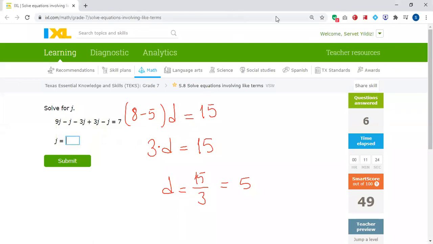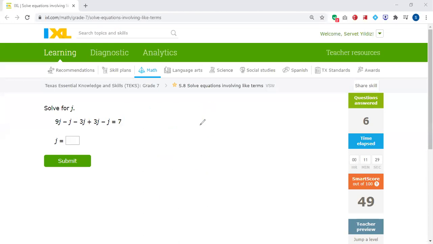Okay, so let's look at this example. It looks a little complicated, but don't worry about that. It's not really complicated. First of all, let me write 9j minus j minus 3j plus 3j minus j is equal to 7. Some of the terms have no number. For example, this is minus j, so I can put a 1 there, because 1 times any number will be the number itself. So the coefficient is 1 here, and also here in this case, the coefficient is 1.